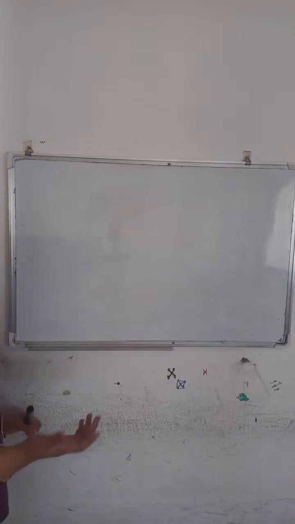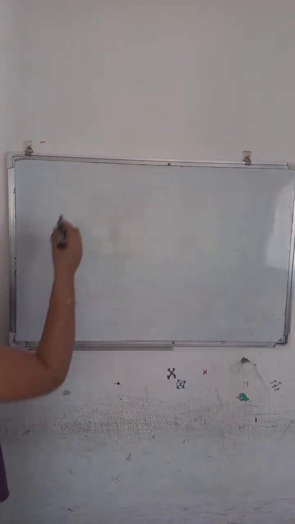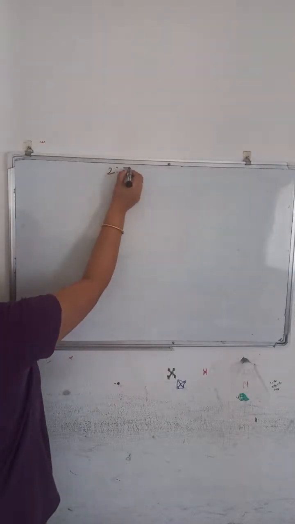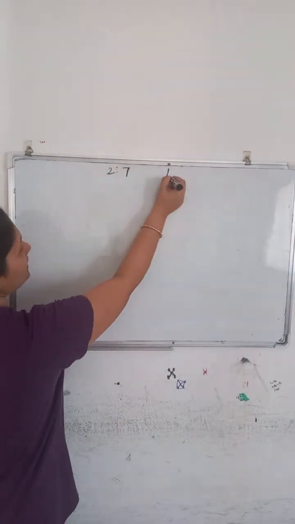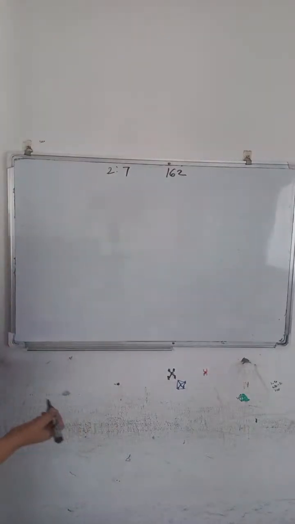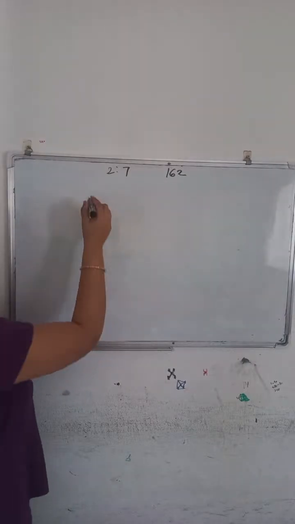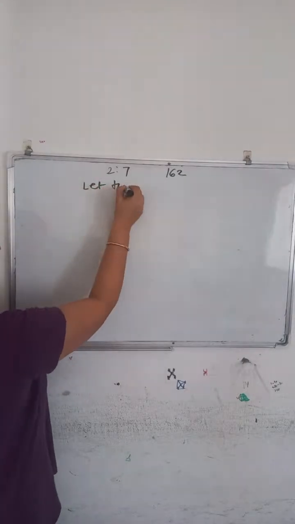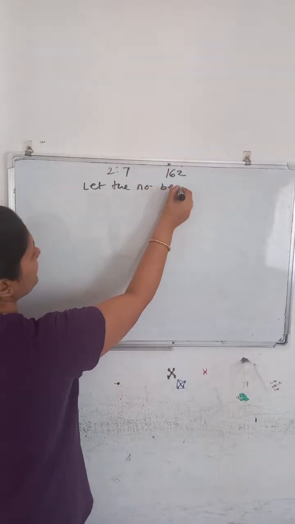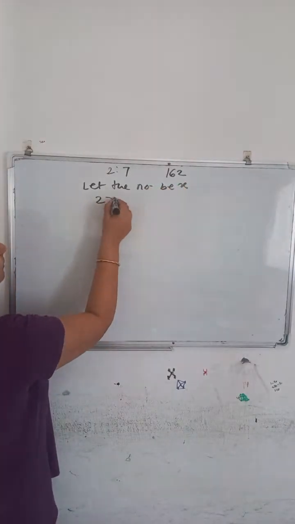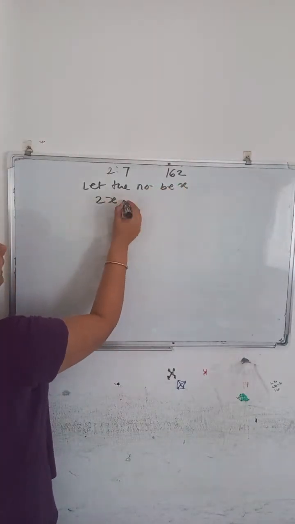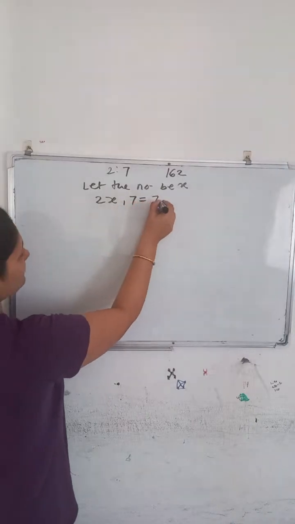Okay. Here they didn't give the exact numbers, but the ratio we know, that is nothing but 2:7. And if you take the sum of these, that sum is nothing but 162. Okay, then what can we do? We don't know the numbers, but their ratio is 2:7. So let the number be x. So here 2 will become 2x and 7 will become 7x.